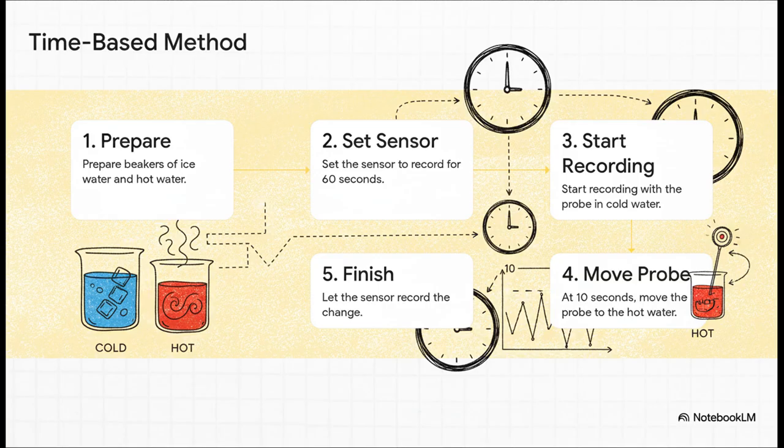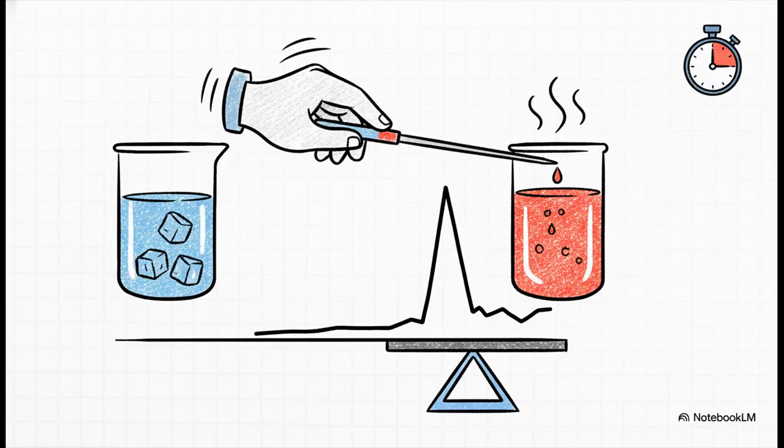Now, the procedure here is what really matters. We're going to set the sensor to record for exactly 60 seconds. We'll start with the probe in the cold water, and then right at the 10-second mark, we're going to plunge it into the hot water. The key thing to get here is that the clock is totally in charge. The sensor is just recording constantly, no matter what we do. And here we go. 10 seconds in, it's time for the plunge. This one move, this single moment, is what our entire story, our entire graph is going to hinge on.